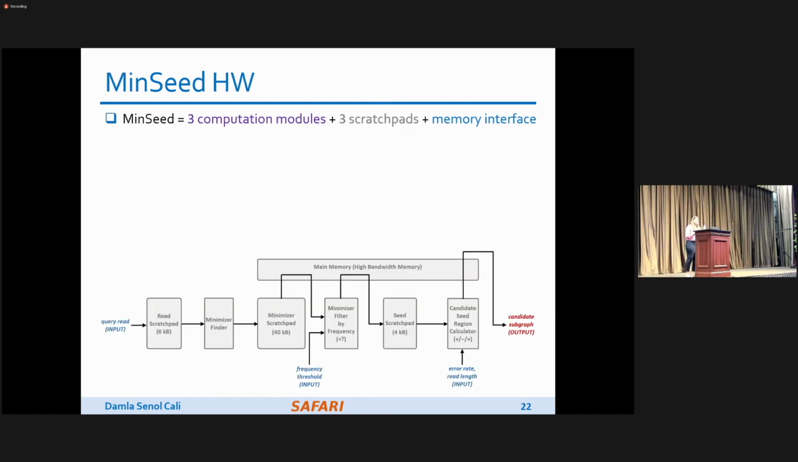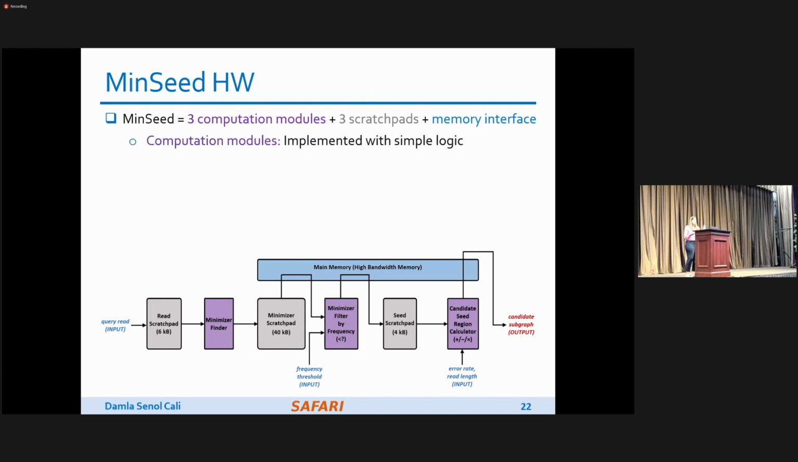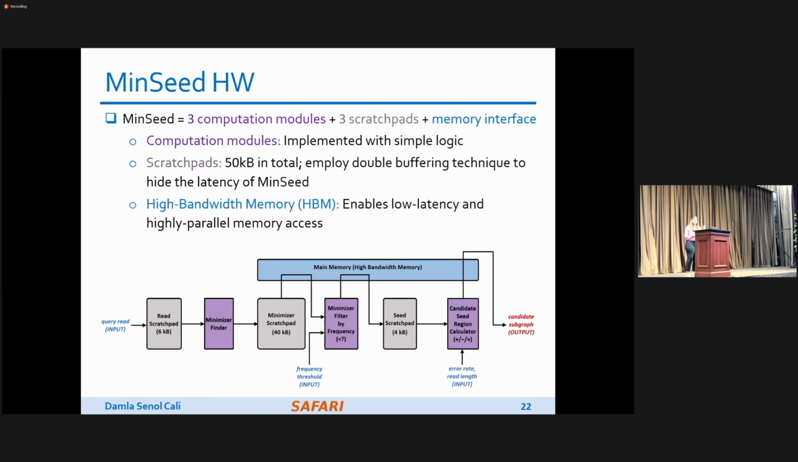When we look at the hardware design of MinSeed, it consists of 3 computation modules, 3 scratchpads, and the memory interface. So the computation modules are implemented with simple logic since we require only basic operations like comparisons and simple arithmetic operations. And for all the 3 scratchpads, we employ a double buffering technique to hide the latency of the MinSeed accelerator. And we also couple MinSeed with high bandwidth memory to enable low latency and highly parallel memory access.